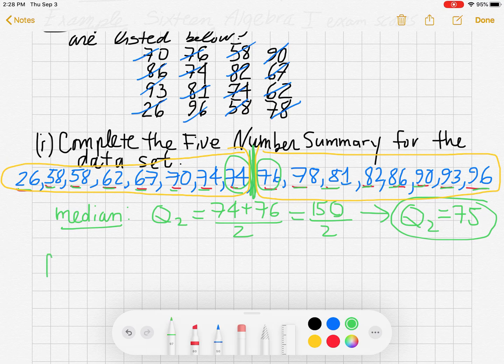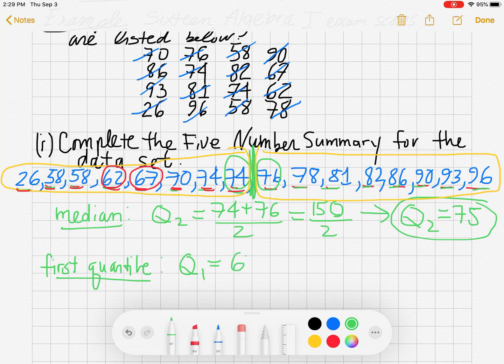So I want to focus on finding Q1, the first quartile. I've got to find the middle number of the left data set. So how many data values are there in the left data set? Well, there are 8. Since there are 8, we can count in 4 from the left, 4 from the right, and find the number in between those 2 middle numbers. So we go 1, 2, 3, 4 from the left, 1, 2, 3, 4 from the right, and we've got to find what's halfway between 62 and 67. That's the idea.